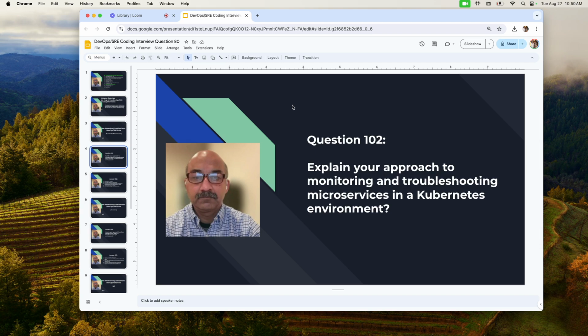Question today is, explain your approach to monitoring and troubleshooting microservices in a Kubernetes environment. Essentially, if I give you a Kubernetes cluster or two, how would you make sure that they're monitored, and how would you troubleshoot problems in that cluster? So if you want to pause the video for a second, you can do that, and I'm going to go ahead and give you my answer now.